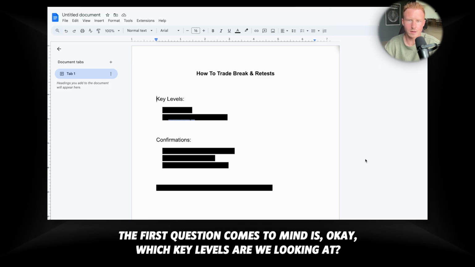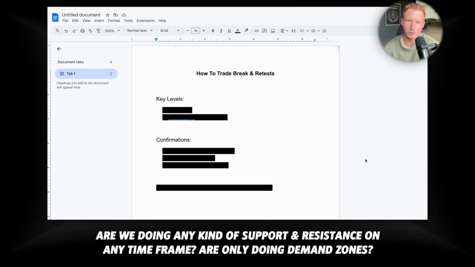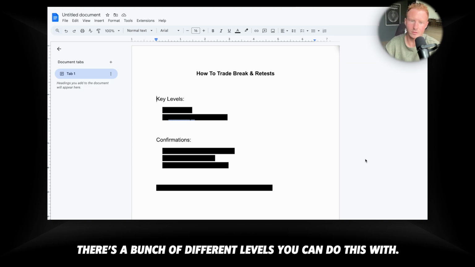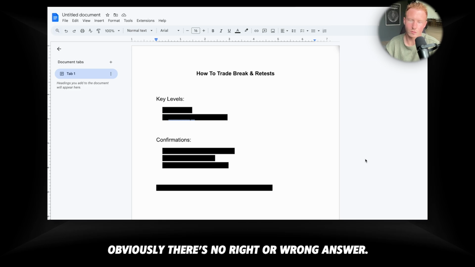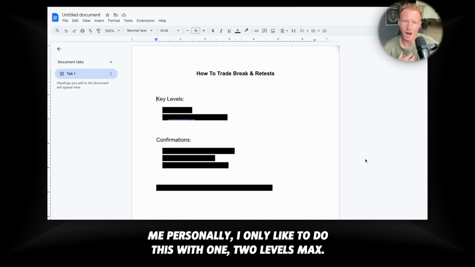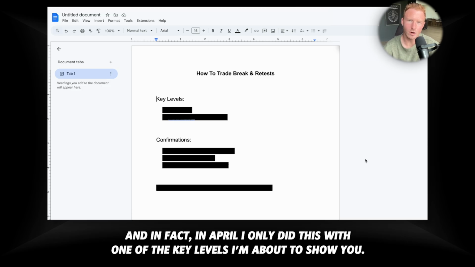The first question that comes to mind is, okay, which key levels are we looking at? Are we doing any kind of support and resistance on any time frame? Are we only doing demand zones? There's a bunch of different levels you can do this with. Obviously, there's no right or wrong answer. Me personally, I only like to do this with 1-2 levels max. And in fact, in April, I only did this with one of the key levels I'm about to show you.